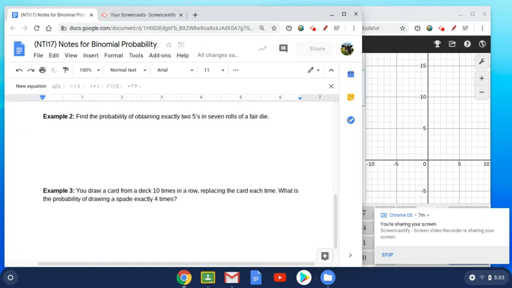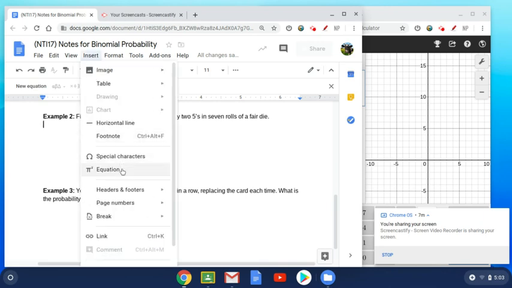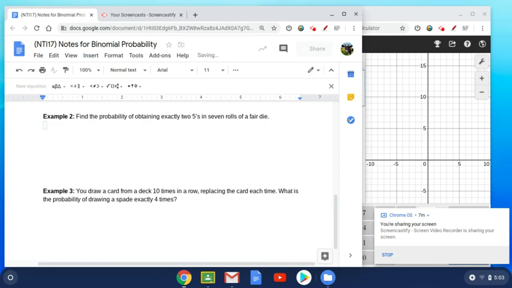Find the probability of obtaining exactly 2 5s in 7 rolls of a fair die. Okay, so let's take it piece by piece. That first part was NCX. So we have 7 total rolls. Out of those rolls, we want to get 5 2 times. So 5 is considered our success here. So the first thing that I type is 7C and then 2. Because out of 7 total rolls, I want 2 successes.